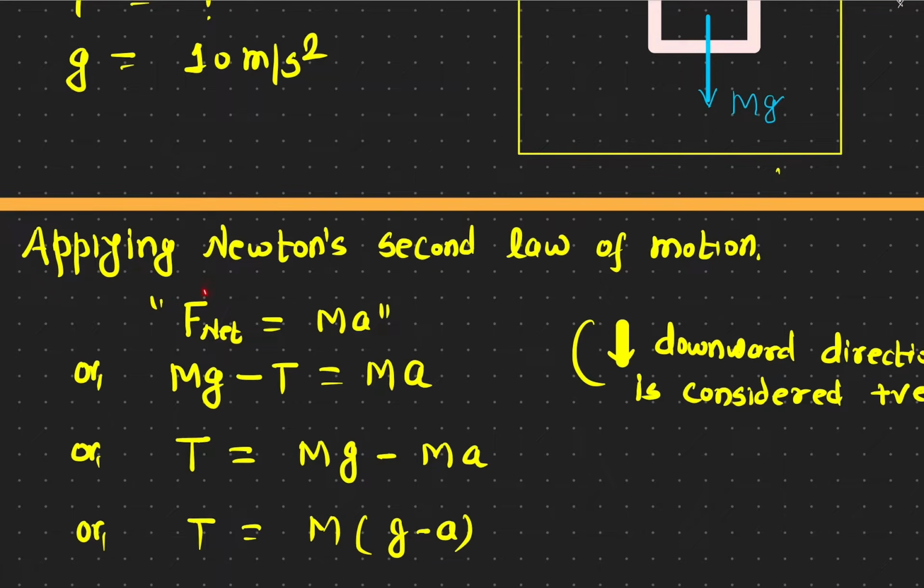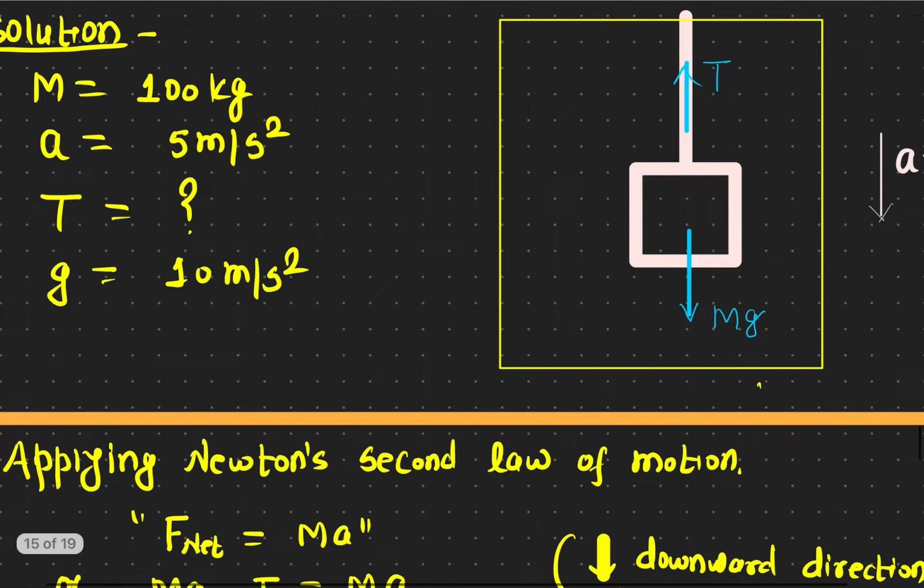So all we have to write down is the net force acting on the object in the direction of its motion. Here I have considered the downward direction to be positive. That means all the forces in the downward direction we'll call positive. So we have two forces here. The one is mg and the other is the tension. So the net force would be mg minus T.